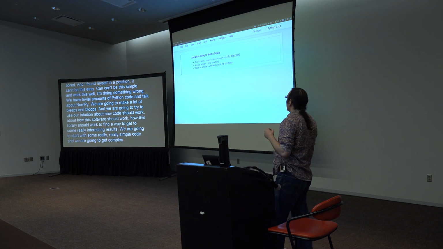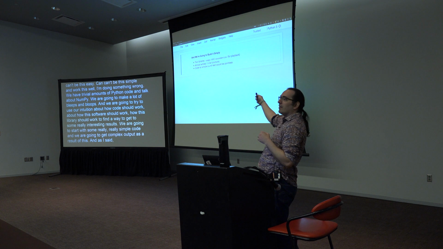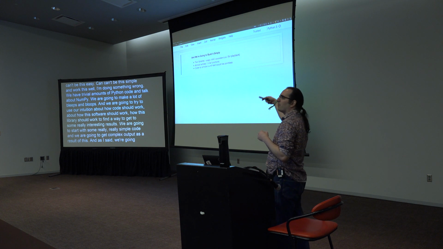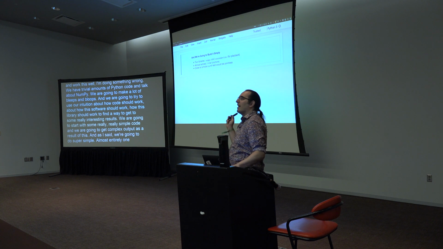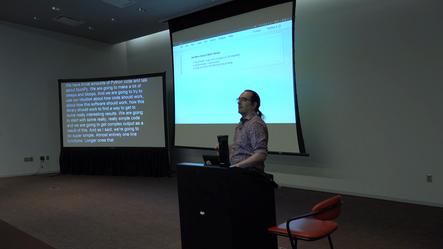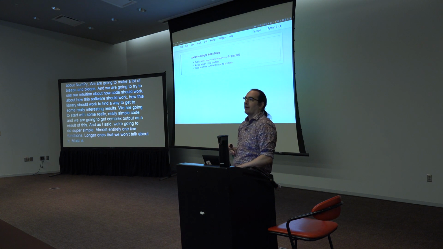And as I said, we're going to do this super simple. It's almost entirely one-line functions. There are a few longer ones in there, but we're not going to talk about them very much. Most of this code is so simple that you'd be wasting your time unit testing it because you'd just be unit testing a pre-built library.